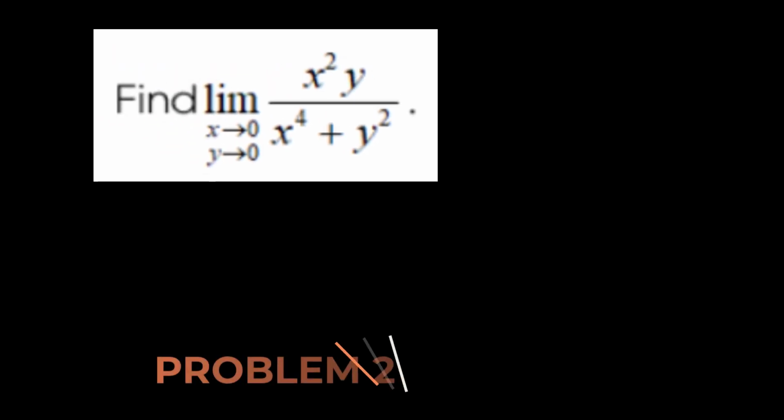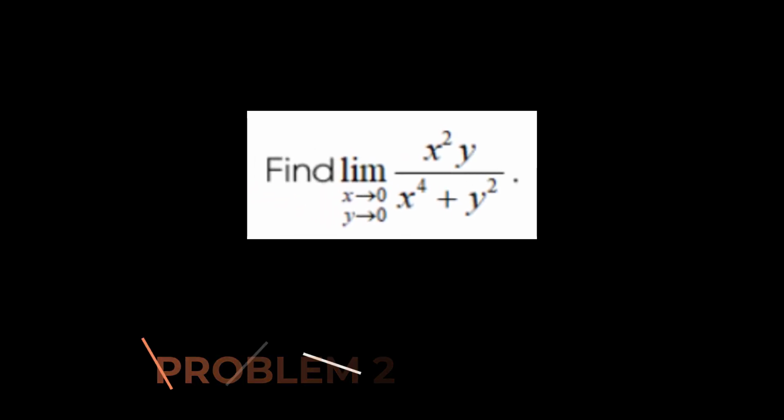Problem number 2. So we need to find the limiting value of the function given by x squared times y divided by x raised to the power of 4 plus y squared when x approaches 0 and y approaches 0.